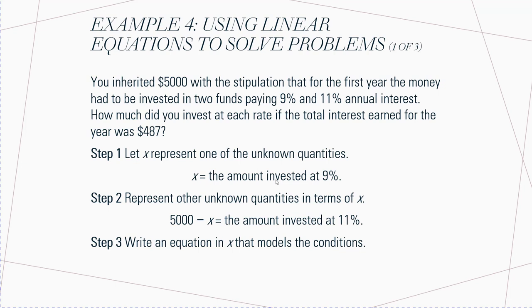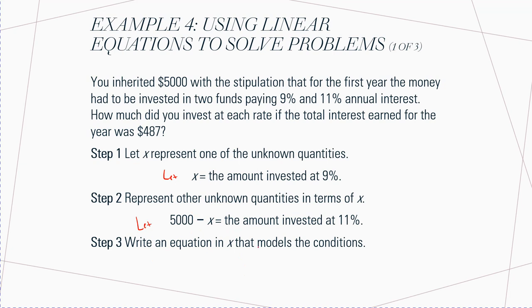So what we're going to do is let X represent one of the unknown quantities. It doesn't matter actually if you pick the 9% or 11%. I'm going to let X be the amount that I invested at 9%. We don't know the amount that we invested at 11%. But if you know how much you invested at 9%, the amount you invested at 11% has to be the $5,000 minus that amount. So it's 5,000 minus X.